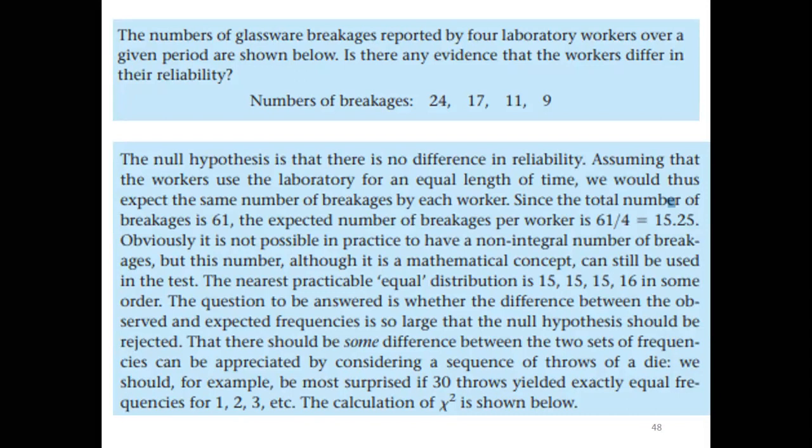The total number of breakages is 61. There are 4 workers. When we divide 61 by 4, it becomes 15.25. But actually, we cannot break 15.25 because we cannot break 0.25 of a glassware. But since it is a calculation, we can use that 15.25 as the expected value in the chi-squared equation.